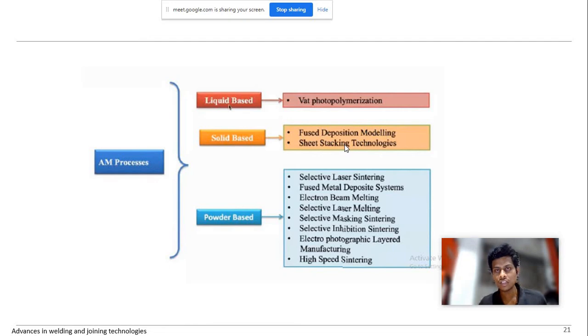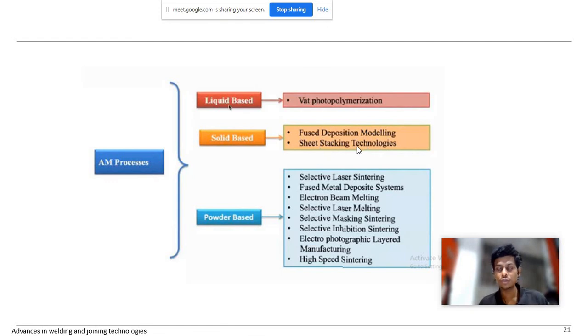So, solid based: FDM. Here there is some kind of filament. Based on resistance heating, the material will be melted and deposited as required, as per the CAD model. And also sheet stacking technologies.